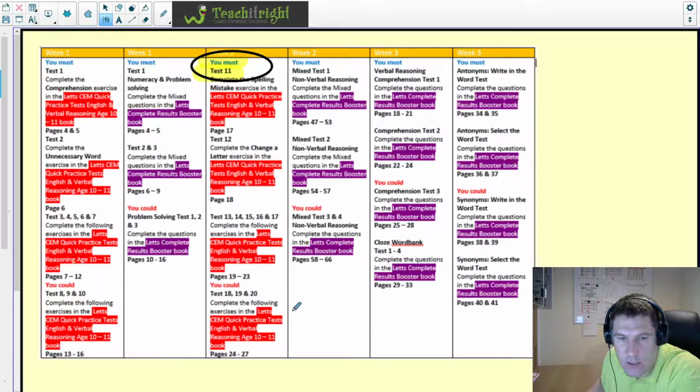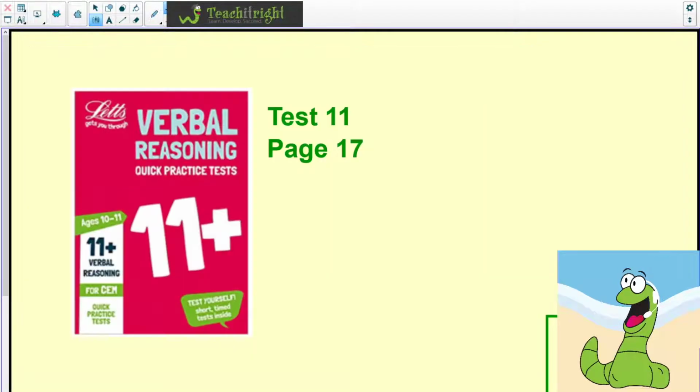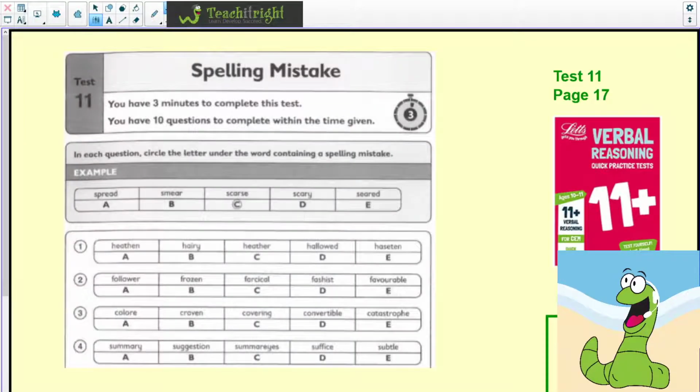If you did get a chance to do the You Could, fantastic, but obviously this video will just review all of the You Must tasks. I'm going to put Billy in the bottom corner just so it's easy for you to focus. Let's have a look first of all at Test 11, page 17.